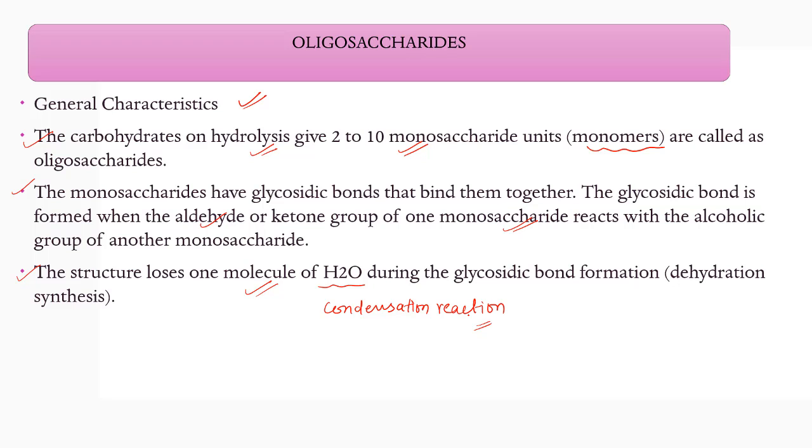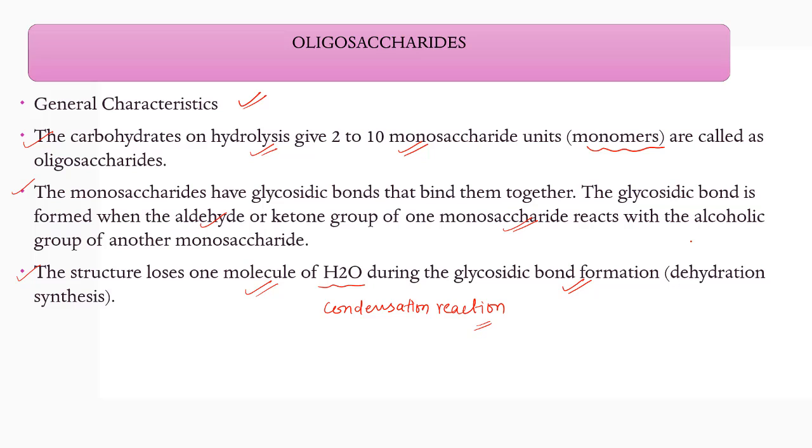So the structure loses one molecule of water during the glycosidic bond formation, dehydration synthesis. Okay. So what are the general characteristics of oligosaccharides? Oligosaccharides are carbohydrates that on hydrolysis give 2 to 10 monosaccharide units, monomers, and are called oligosaccharides. The monosaccharides have glycosidic linkage.